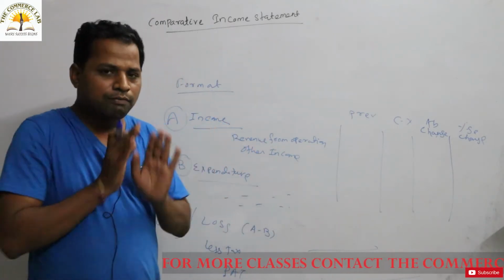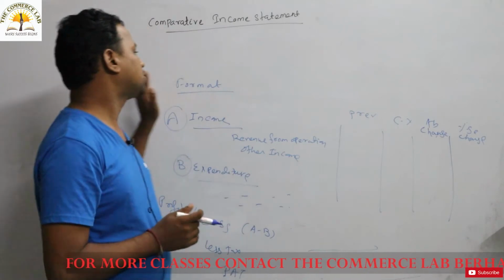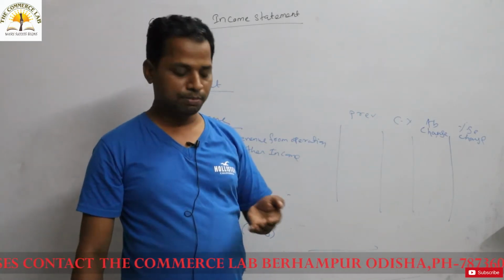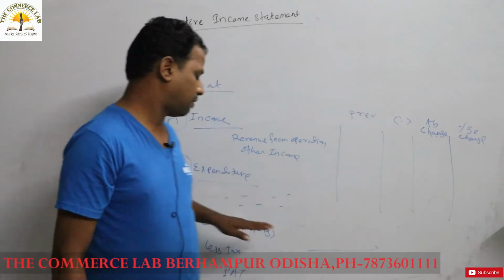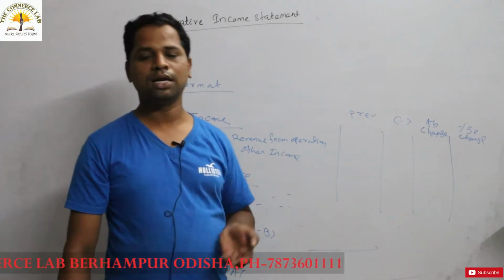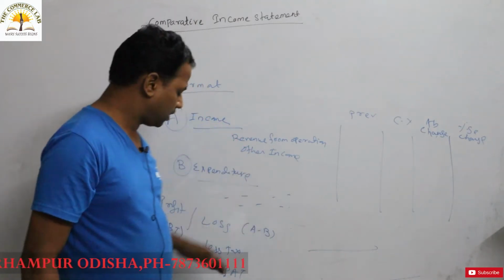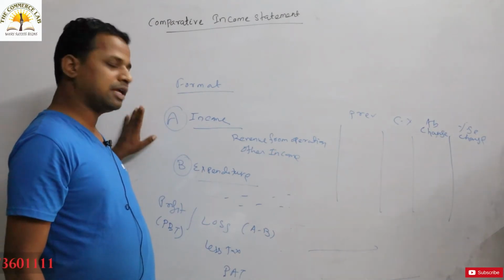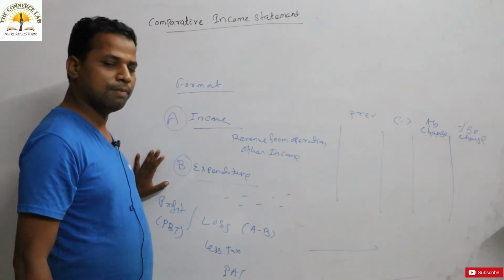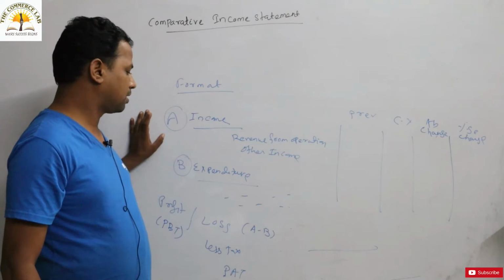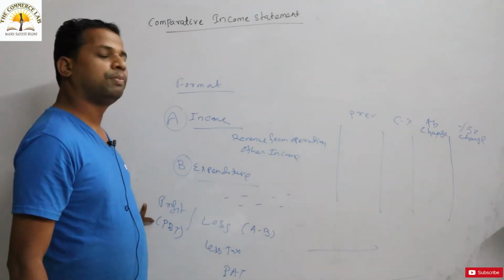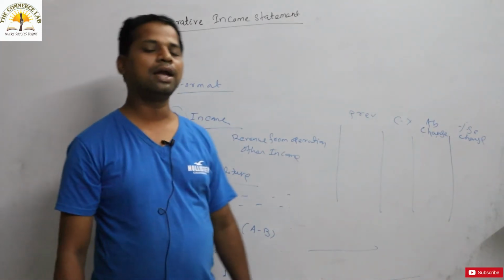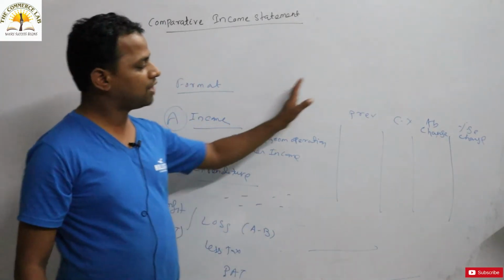So this is the common or general way of preparing this comparative income statement. The main purpose is to get the net profit or net loss, that is profit after tax or profit before tax. First income will come, then expenditure. You deduct the expenditure from income. If it is positive, then profit before tax will come. After that, you deduct the tax, then you get profit after tax. There are various columns.